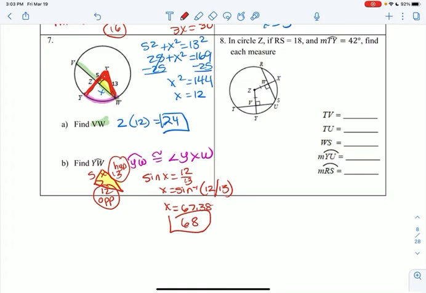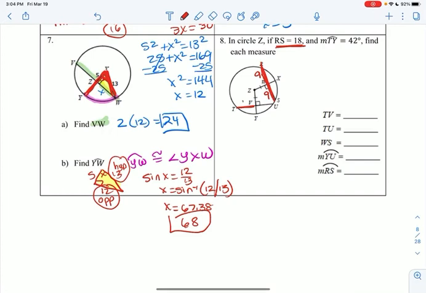Okay, last one. RS is 18. All right, RS is this line right here. But notice that ZX is a radius, is perpendicular. That means I'm cutting the line in half. Right? So that makes this part 9 and this part 9. And that's actually one of my questions. Well, the first question wants to know TV. TV is this part right here.